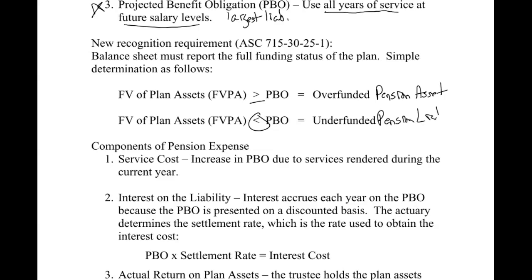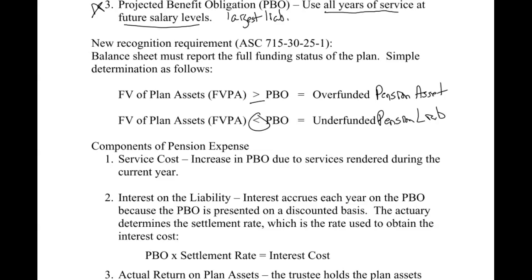So when we get to the worksheets in a minute, we'll have a column for the pension asset or liability. It can go back and forth, and we'll get to see that when we start examples in our next video. So that's on the balance sheet, and we'll use the worksheet in the next video to come up with what the pension asset or liability is.